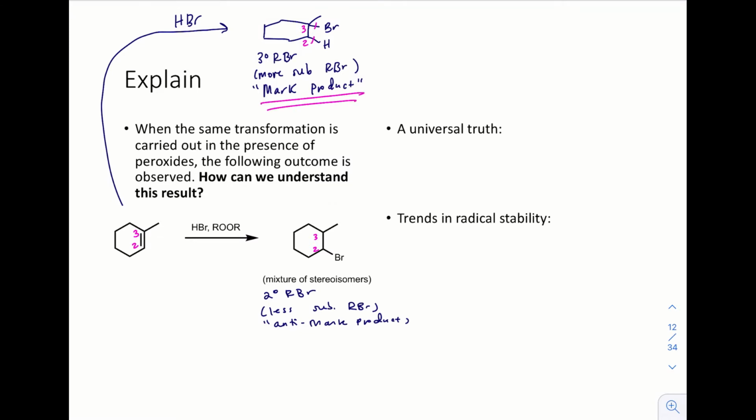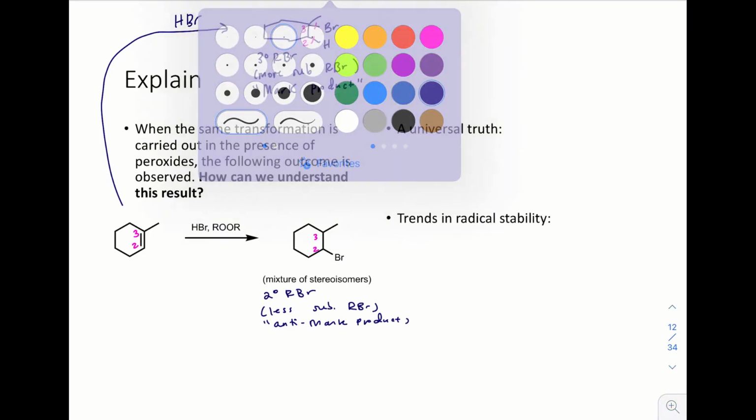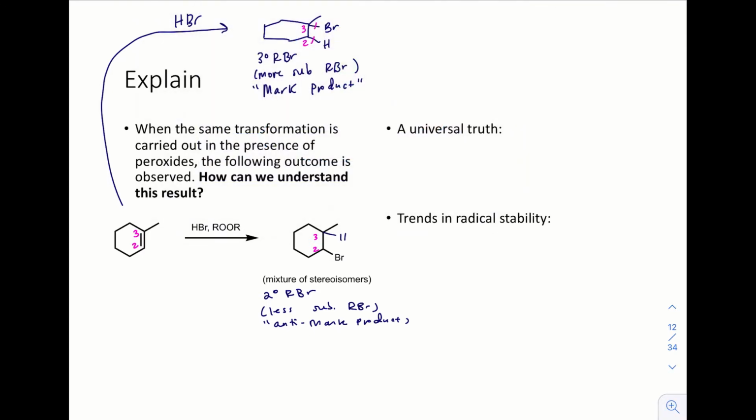as the Markovnikov product. However, we just learned an exciting surprise, which is that in the presence of peroxides, the anti-Markovnikov product, the less substituted alkyl halide, is observed, where the hydrogen atom of HBr bonds to the more substituted carbon, carbon 3, and the bromine atom, this time as the bromine atom, bonds to the less substituted carbon, carbon 2. How can we understand this result? How can we explain it?